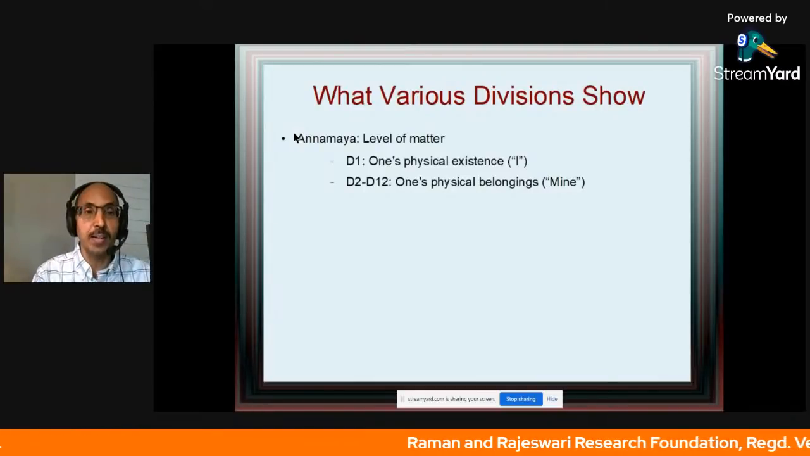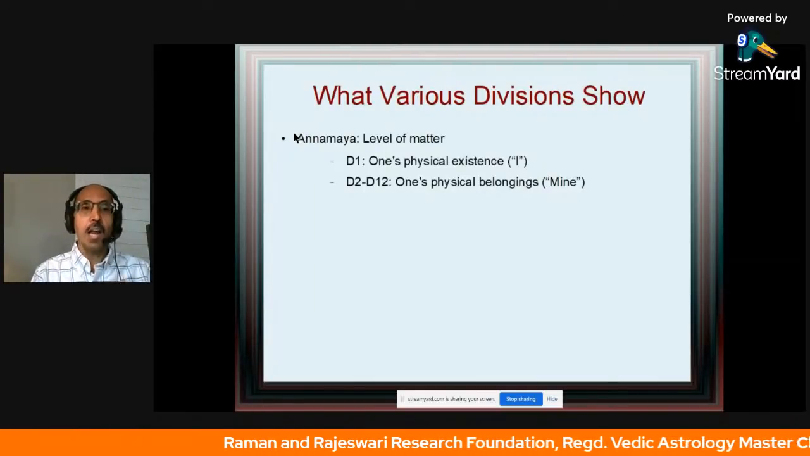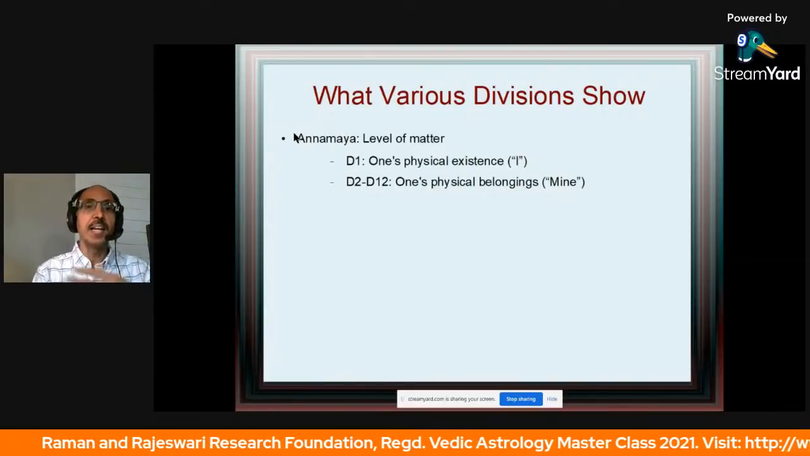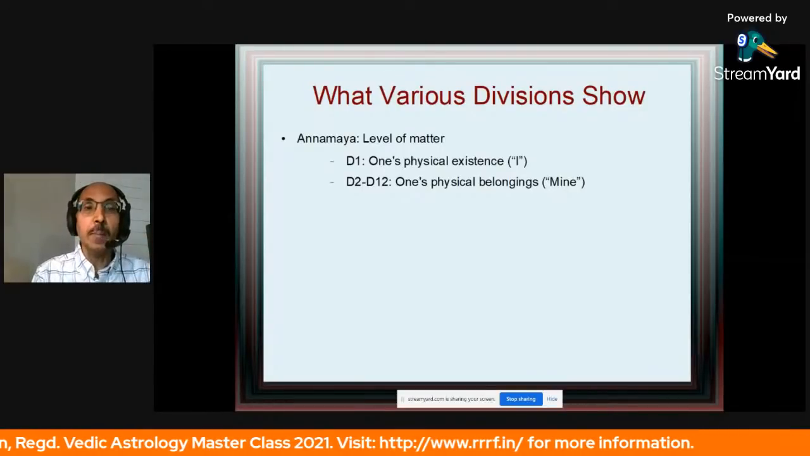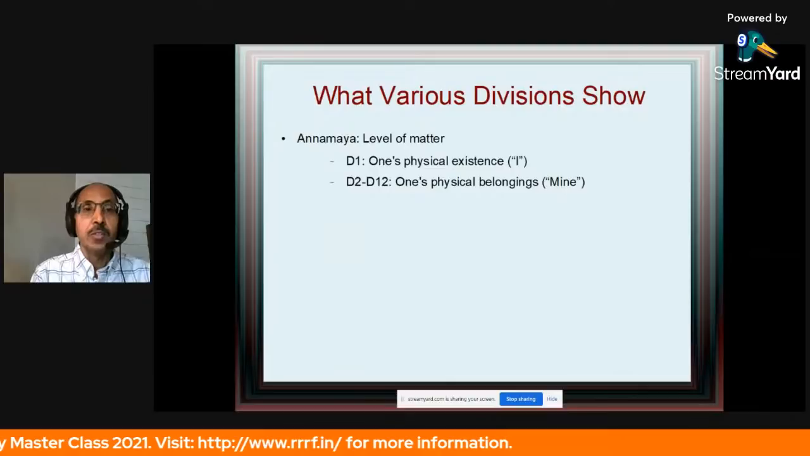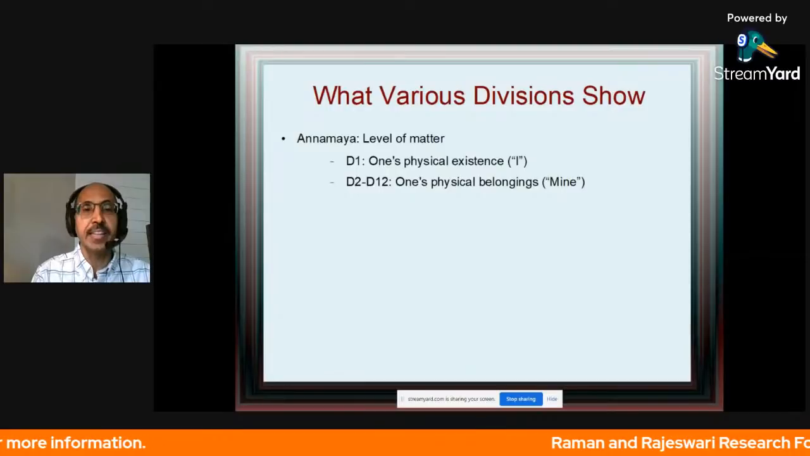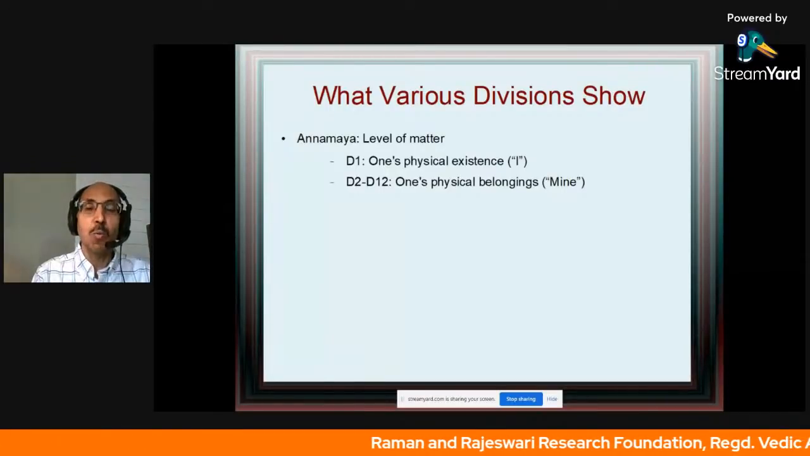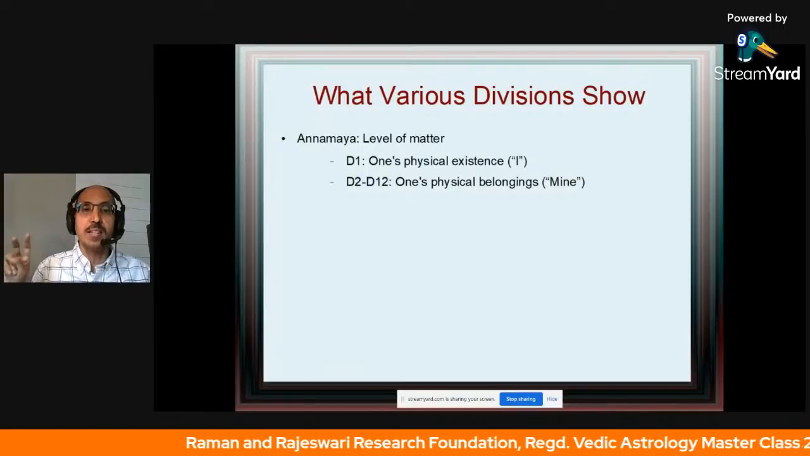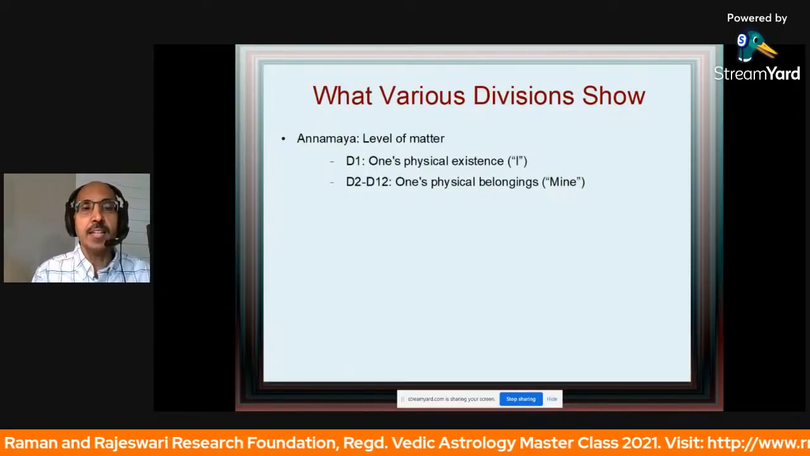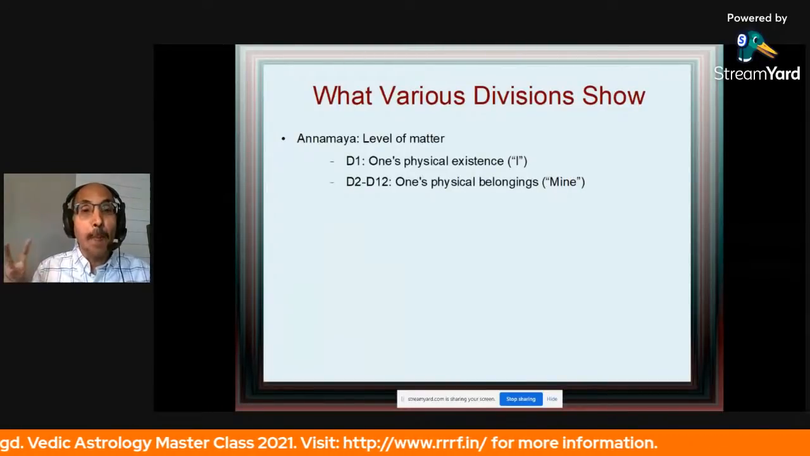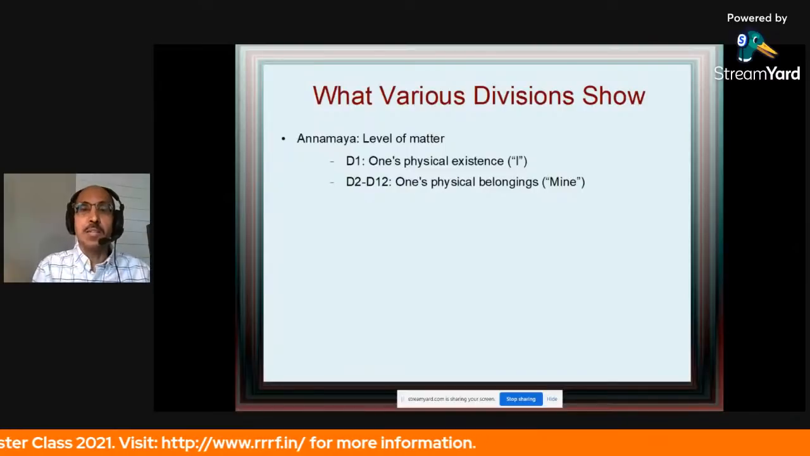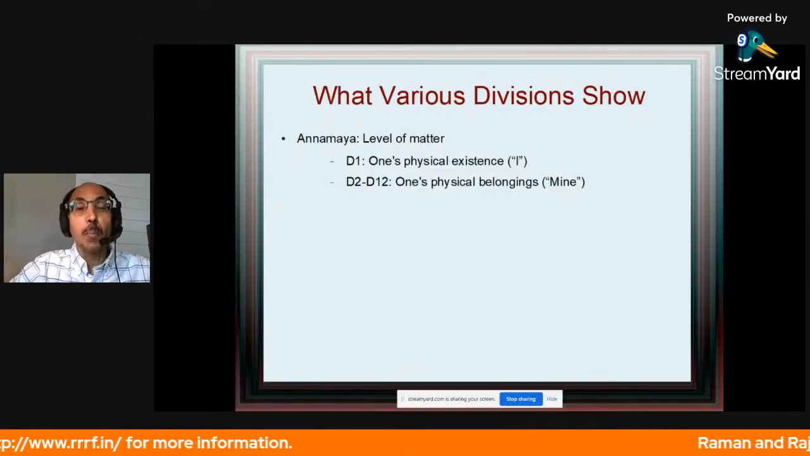Upanishads talk about 5 koshas, 5 sheaths of existence. All of us have an Annamaya Kosha, which is the material body, and then there is a Pranamaya Kosha, Manomaya Kosha, etc. We'll talk about them later. So Annamaya Kosha is at the level of matter. So any charts that are between 1 and 12 belong to this sheath. And D1 specifically is one's own physical existence. It is basically what you consider as I. This is I. And then the rest of the ones from D2 to D12, they show your belongings, what you consider as mine. So all these are at the physical level, but the first one is I, and the rest are your belongings in this world.